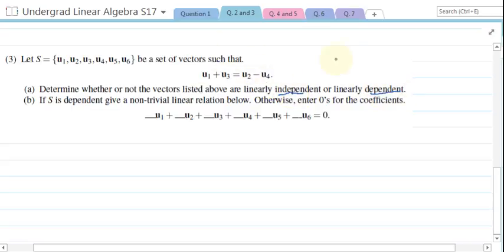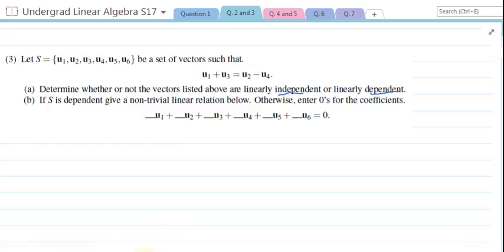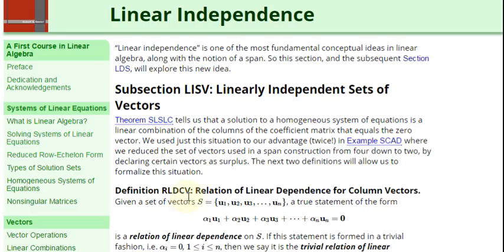Now here, to see whether they're linearly dependent, we need to find a relation of linear dependence. Now, if I go back to the chapter on linear dependence, here it says that vectors are linearly dependent if and only if they have a relation of linear dependence, like this. What does that mean? That means I can take some linear combination of the vectors and get 0.